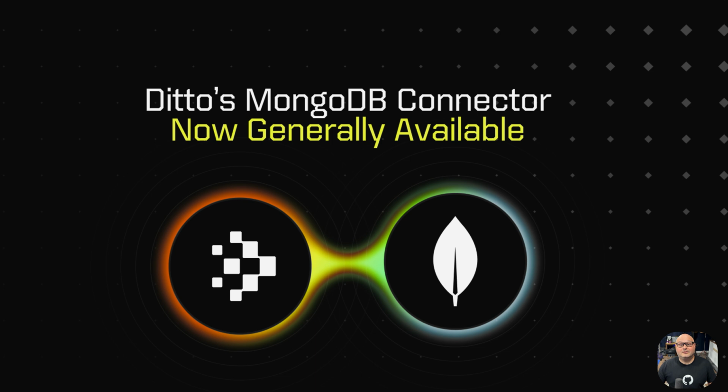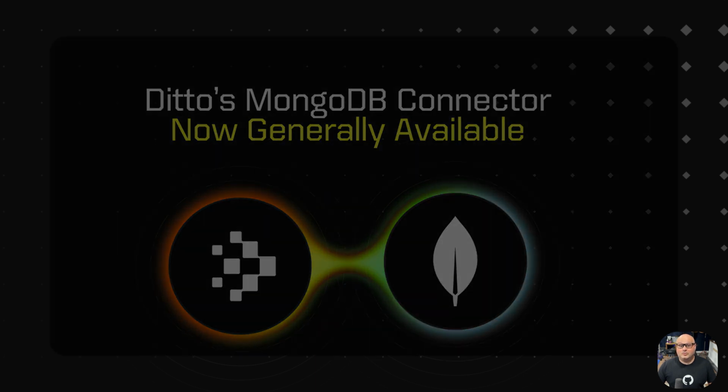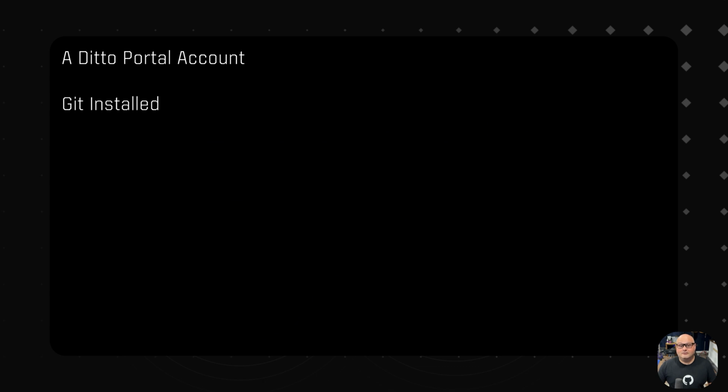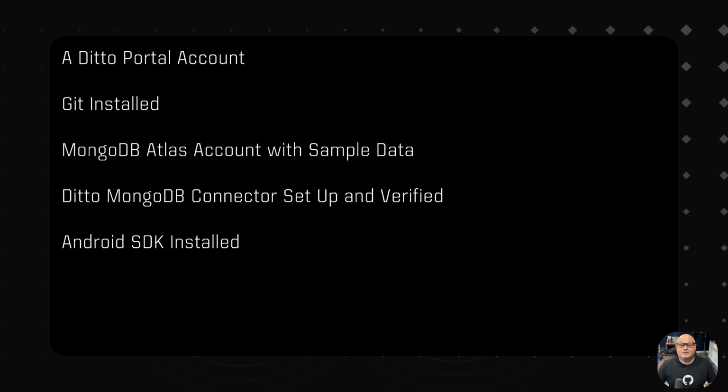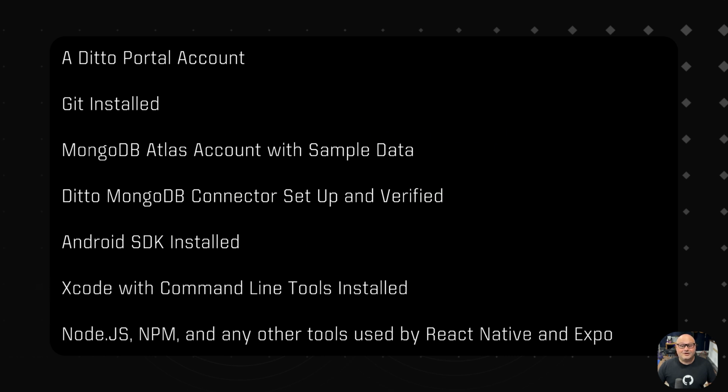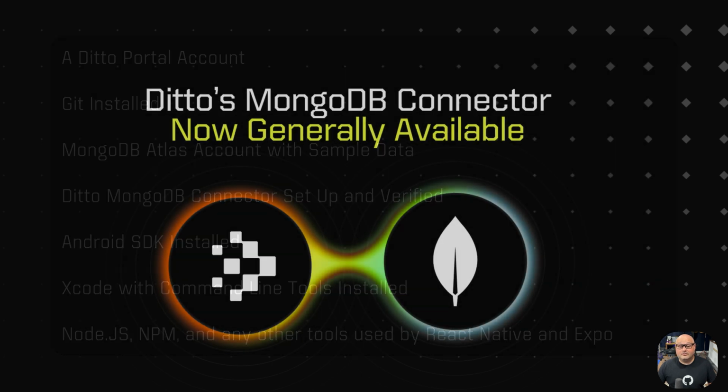Before we dive into the code, let's make sure you have everything you need to follow along. You'll need a Ditto Portal account, Git installed, a MongoDB Atlas account with the sample data installed in it, the Ditto MongoDB Connector set up and verified that it works, the Android SDK installed if you plan on running applications on Android devices, and Xcode with the command line tools installed if you plan on running the app on iOS devices. Finally, you'll need Node.js, npm, and any other tools used by React Native and Expo installed.